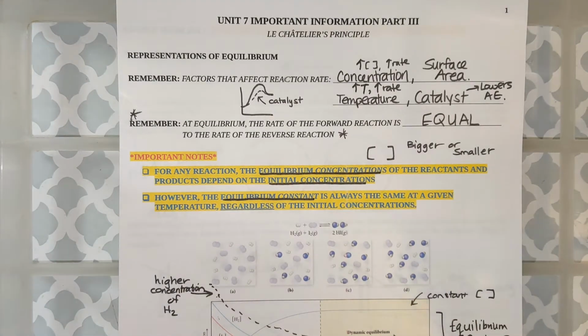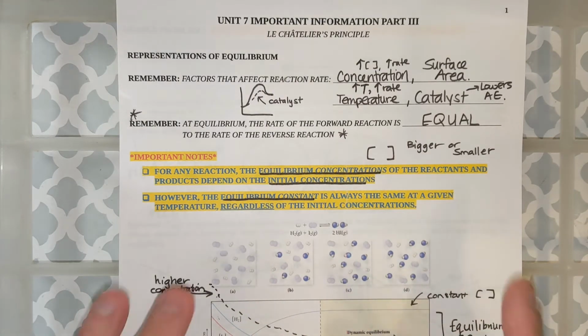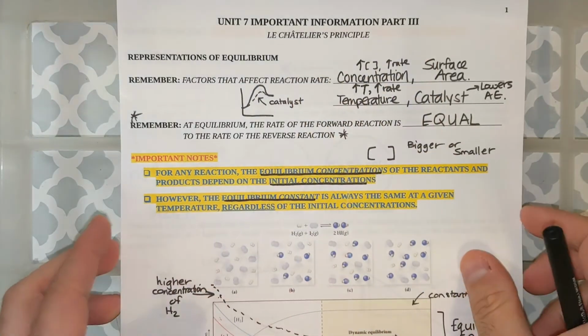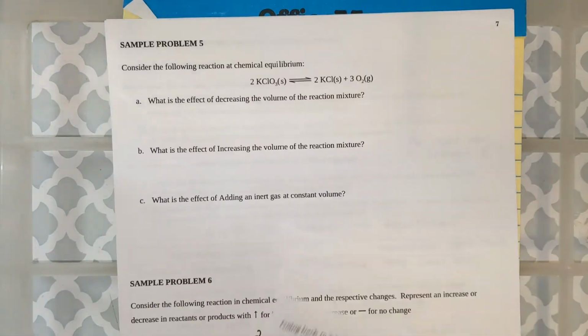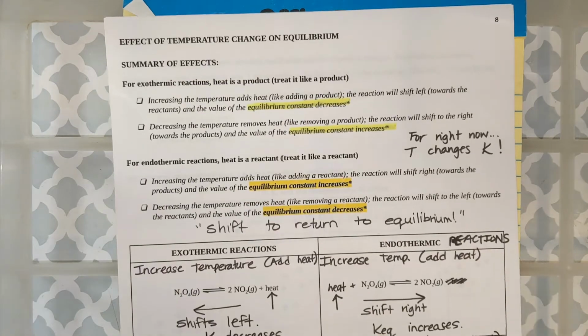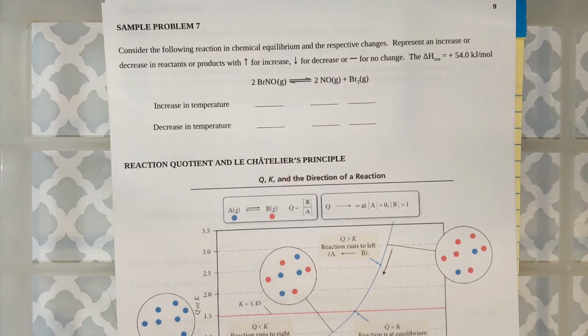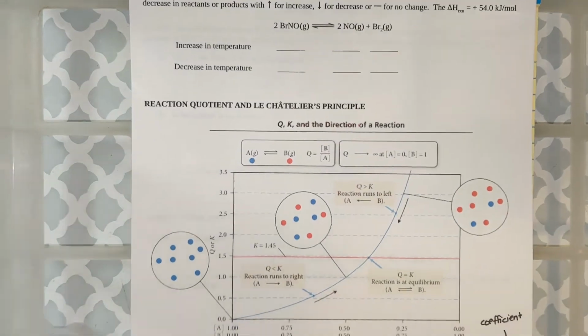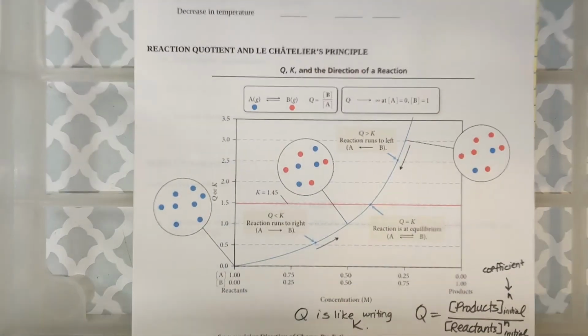So I wanted to make a little bit more video notes on Q versus K. I'm in the Unit 7 Important Information Part 3 notes, Le Chatelier's Principle, and I'm going to jump all the way to page 9. On page 9, there is a lot of important information regarding reaction quotient and Le Chatelier's Principle. So let's look here for a moment.